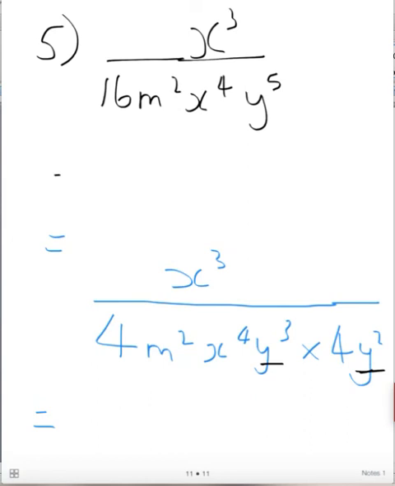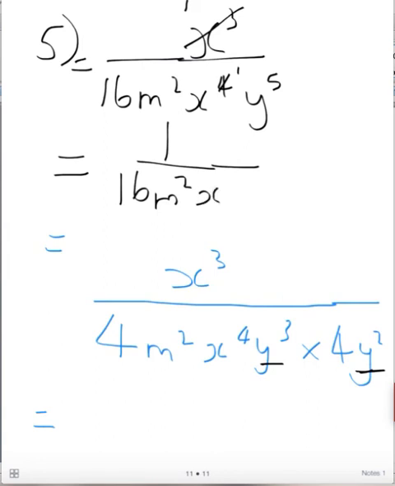And now I do a check. I can see that I can simplify something, and that is my x. So I've got 3 x's on top and 4 on the bottom. Cross off my smallest amount, it's just 1, and 4 take away 3 is 1. So my final answer is 1 over 16m squared x and then y to the power of 5. And that's it.